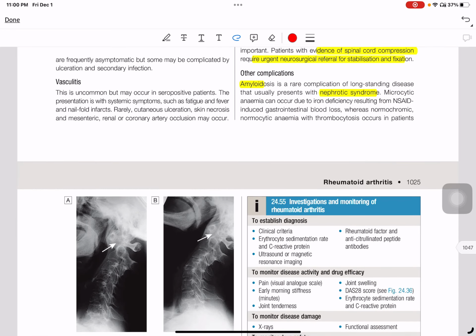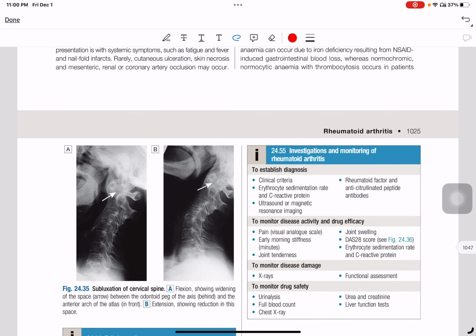So there is a chart in the Davidson about investigation and monitoring of rheumatoid arthritis. For diagnosis, we follow the diagnostic criteria of the American College of Rheumatology. So the patient has symmetrical polyarthritis involving the small joints of the hands. There will be involvement of the metacarpophalangeal joint and PIP joint.